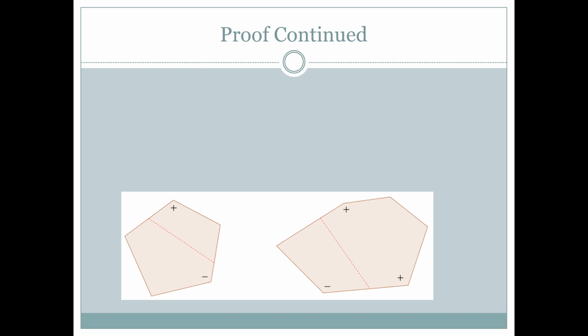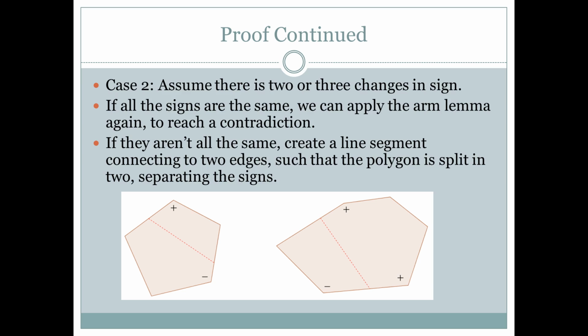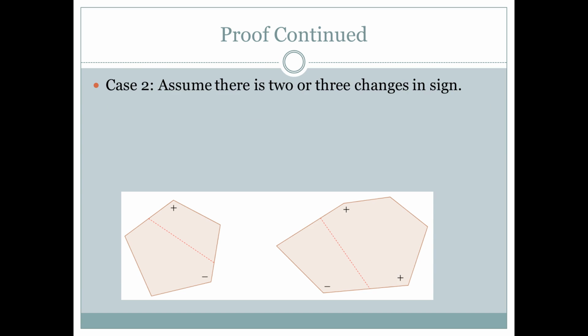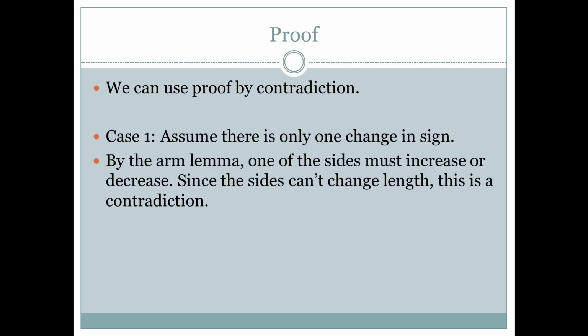So the cases of 1, 2, or 3 sign changes don't work. As we showed in the beginning, we do have an example with 4. Therefore, there must be at least 4 changes.